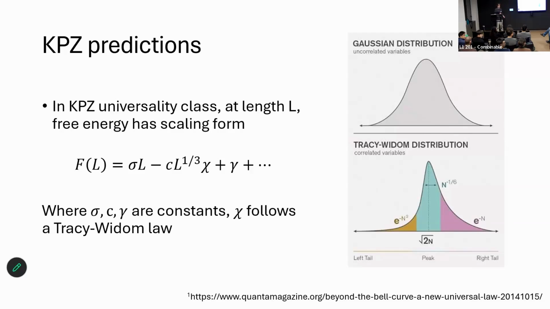What is the physical meaning of some of those constants? Sigma is kind of like a surface tension, you can think of it as. C is just how strong these random fluctuations are. And gamma is just some subleading correction, just some random constant. It depends on the microscopic details. So really the universal thing is just this chi.